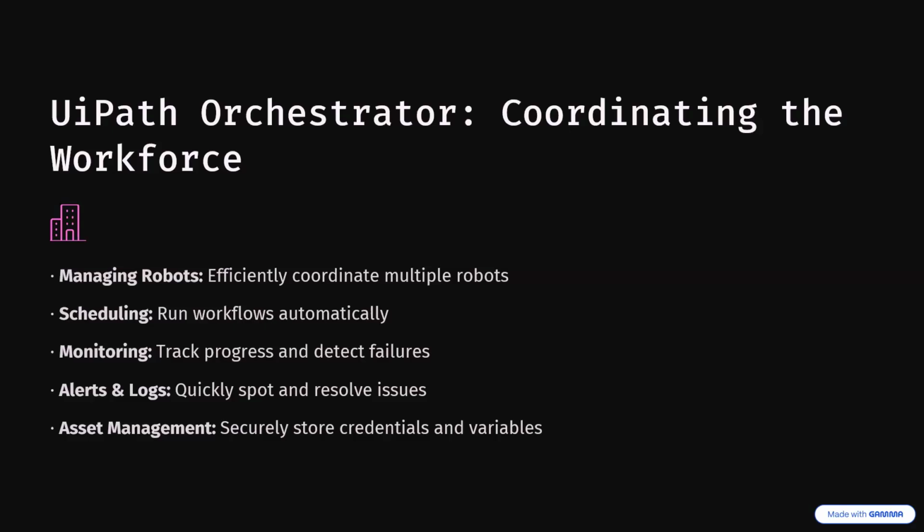And asset management. It is a feature inside UiPath Orchestrator that acts like a toolkit for robots. Even though robots can execute workflows on their own, they still need the right tools and information. So it securely stores credentials like usernames, passwords, and API keys, and variables such as file paths or configuration settings. By keeping all these resources organized, Orchestrator ensures robots always have what they need, allowing workflows to run smoothly and securely, and gives supervisors complete visibility over the entire workforce.